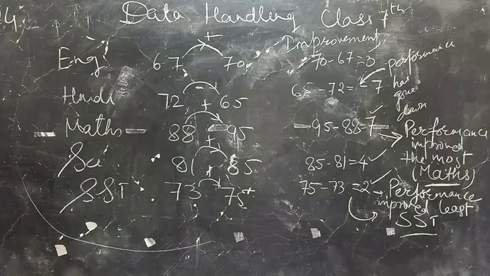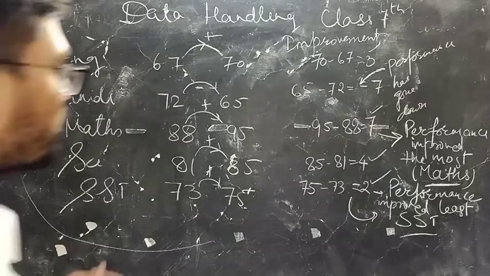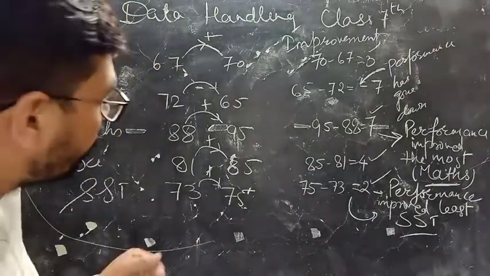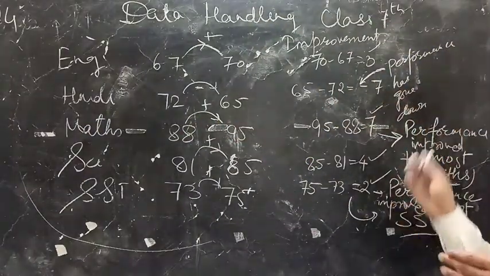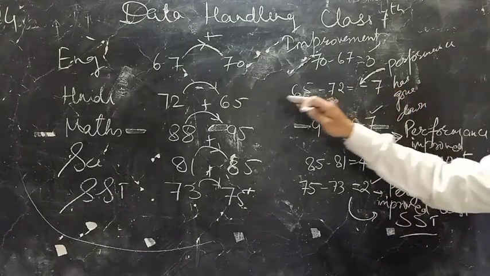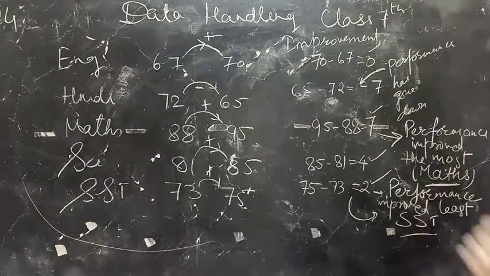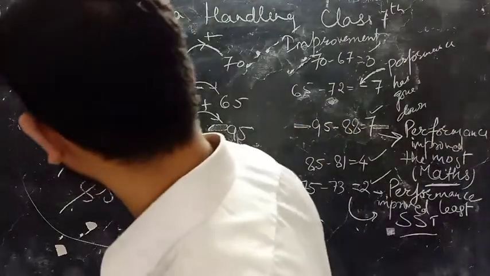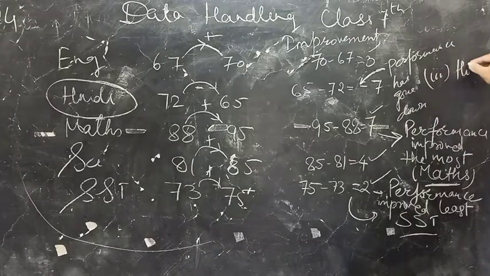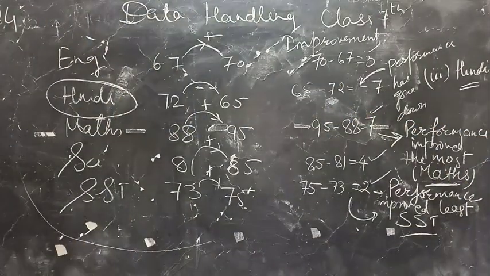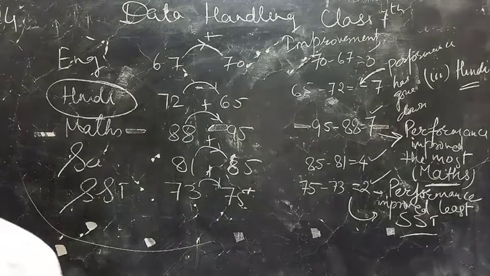Now, the third part is, has the performance gone down in any subject? What will be your answer? Yes. In Hindi, there is only one subject where that student has lower performance, and the subject is Hindi. The answer of the third part is the Hindi subject. Note it down fast. In Hindi only his performance has gone down.